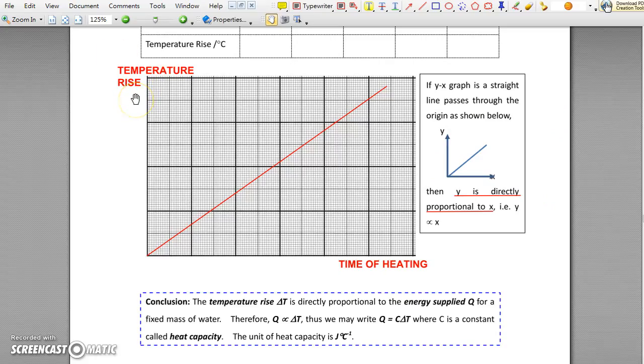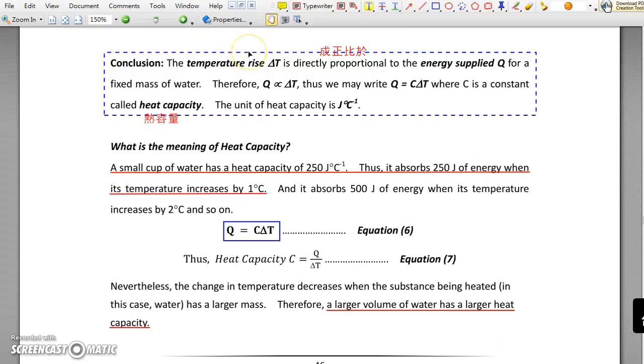After that, you plot a graph of temperature rise against the time of heating, and you will find a straight line graph that passes through the origin, which tells you that the temperature rise is directly proportional to the time of heating, and so to the energy supplied, Q. And so we write Q directly proportional to delta T and express it as an equation in the form Q equals C delta T, where C is called heat capacity, with a unit of joule per degree Celsius.